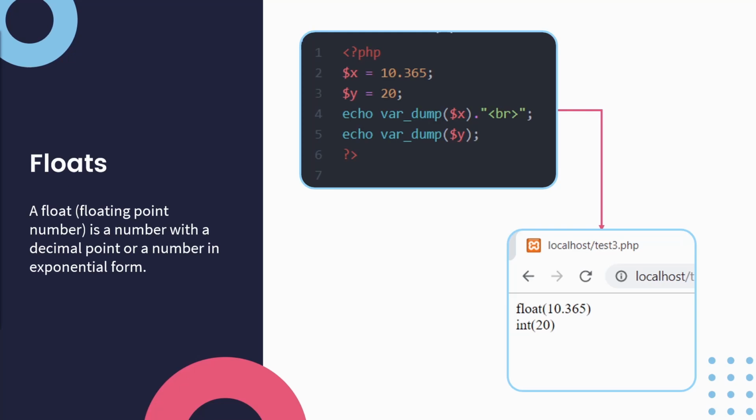How do we know this? Because it has an absolute value of 20 without decimal points. So when we echo this out, you'll see in the output that we have two different data types. The first one being a float and the second one being an integer.